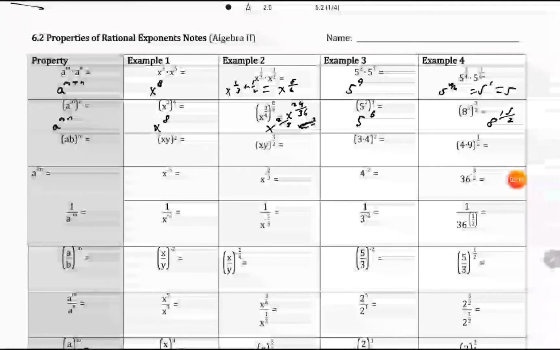Okay, next one. We have two numbers being multiplied together, like, let's say x and y, well, we have a and b here, to the mth. That means we distribute our exponent to both of them. So this is a to the m, b to the m. So this is x squared, y squared. And this is x to the 3/2, y to the 3/2.